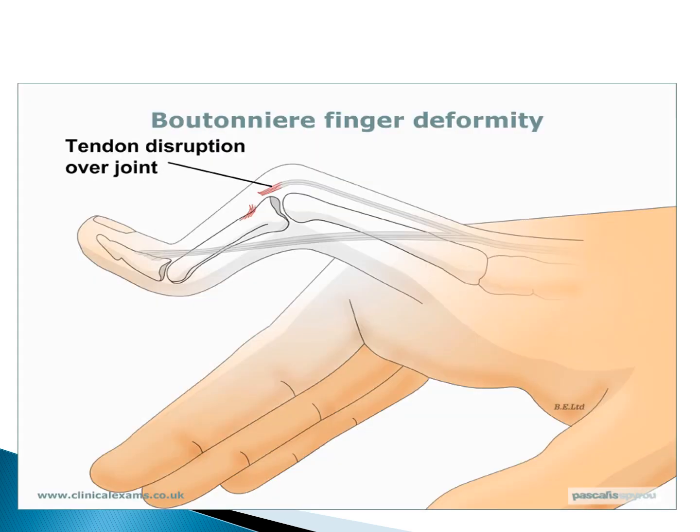This is the first deformity of the hand joints in patients with rheumatoid arthritis, which we call the boutonniere finger deformity. These are called flexion-extension deformities. Due to the disruption of the tendons overlying the joints, we will have a fixed flexion of the proximal interphalangeal joint with hyperextension of the distal interphalangeal joint. These are the proximal interphalangeal joint and the distal interphalangeal joint that I told you about.